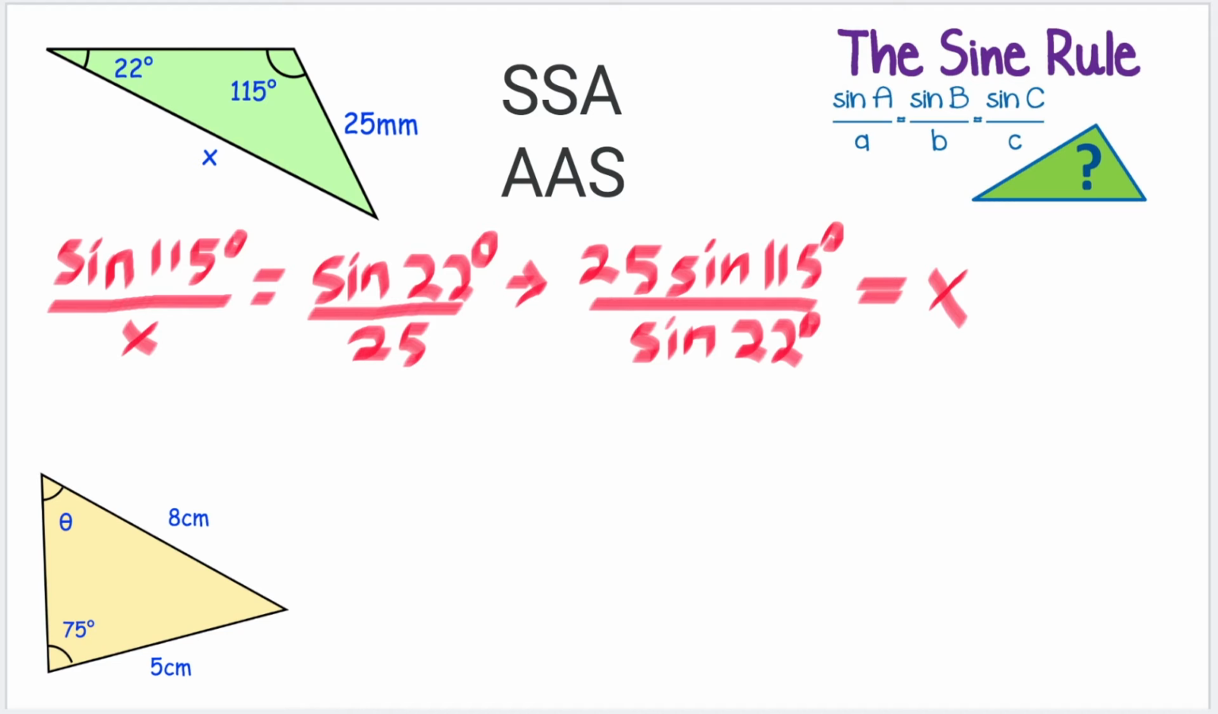So using your calculator, once you do all those calculations, you'll get 60.48 millimeters equals x. In the second yellow triangle, I'm given side, angle.